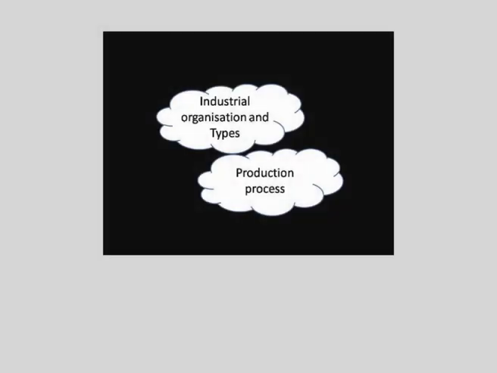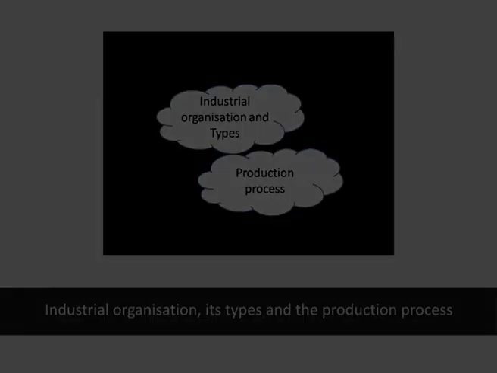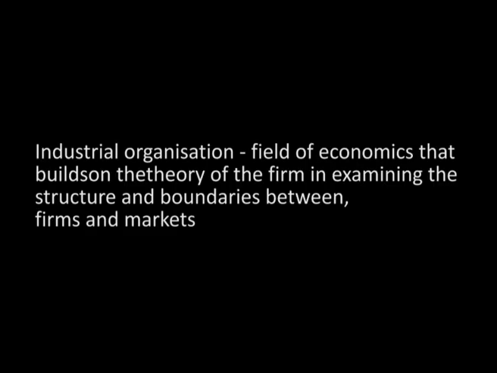Hello dear students, in this chapter you will be studying about industrial organization, its types and the production process. First, let us see the definition of industrial organization. Industrial organization is the field of economics that builds on the theory of the firm in examining the structure and boundaries between firms and markets.